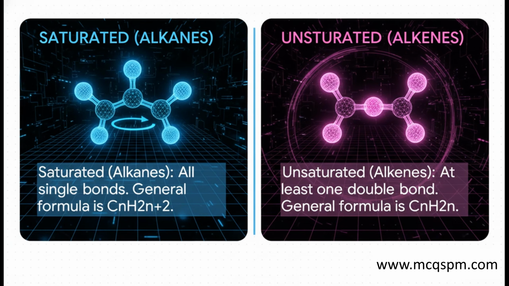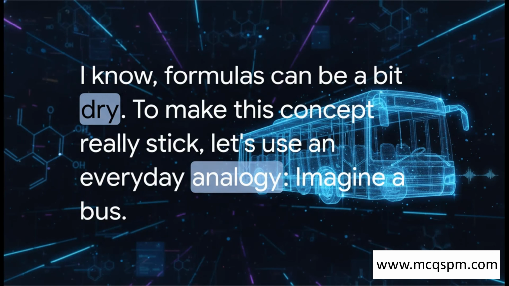So this right here, this is the stuff you absolutely need to commit to memory. For saturated alkanes, it's all about single bonds and that general formula, CnH2n+2. For unsaturated alkenes, you're looking for at least one double bond and the formula CnH2n. These formulas are your cheat codes for exams, seriously. I get it. Formulas and bonds can feel a little abstract.